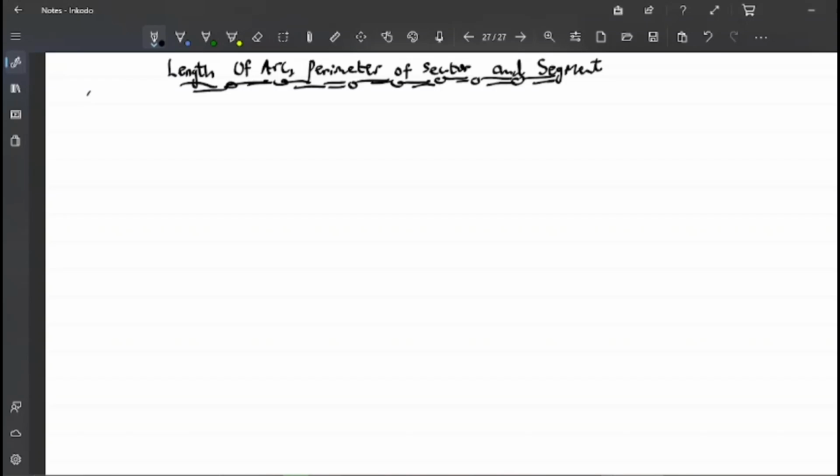So today I want to talk about length of arc, perimeter of sector, and that of segment. Before we go into it, let's look at some important concepts or things worthy of note before we dive so deep into it.